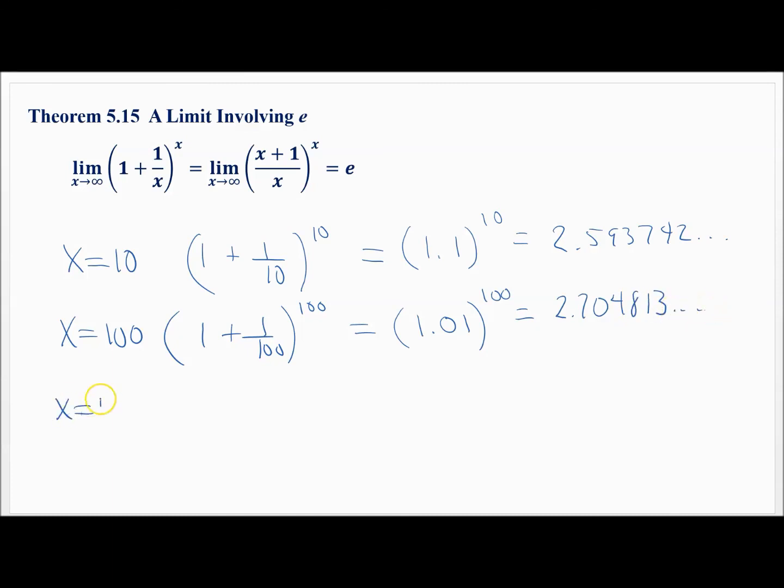Let's try 1,000. That'd be 1 plus 1 over 1,000 to the 1,000 power. If I write that in decimal form, that's 1 plus 1 1,000th. So that's just 1 and 1 1,000th. So you remember tenths, hundredths, thousandths to the 1,000 power. Type that in my calculator. So 1.001 raised to the 1,000 power. And I get 2.716923.